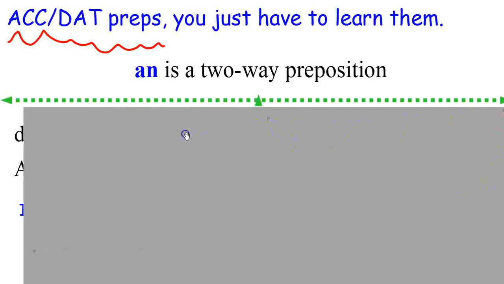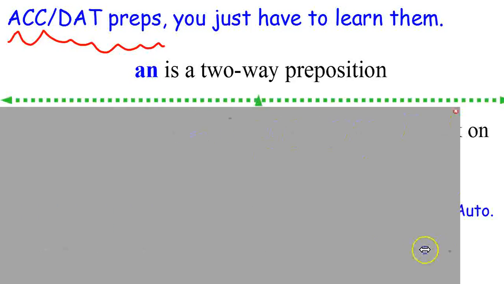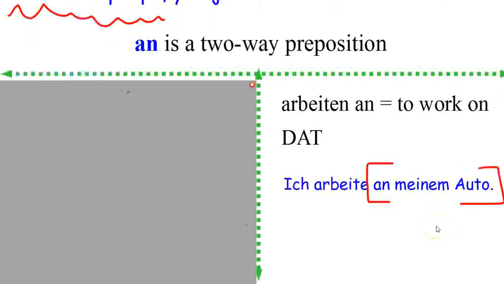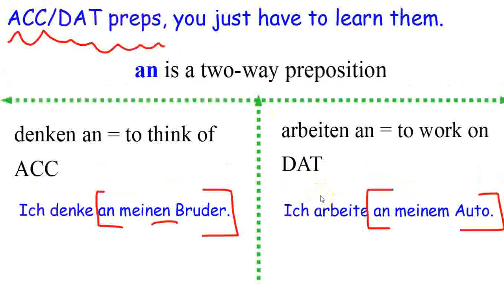On the other hand, you would have a verb such as arbeiten an. Arbeiten an, now, an always takes the dative case. Ich arbeite an meinem Auto. Instead of das Auto, it becomes dative, meinem Auto, dem Auto.